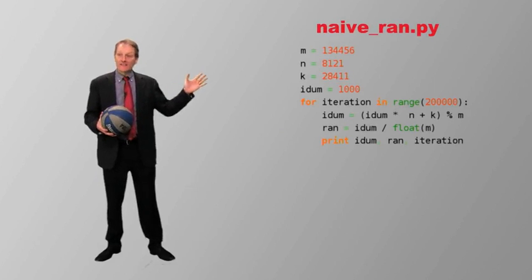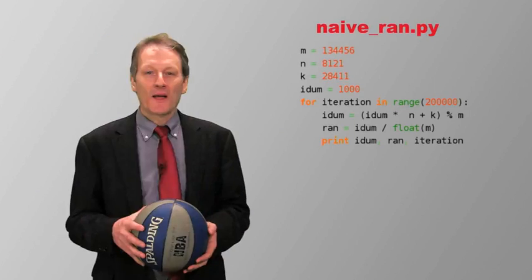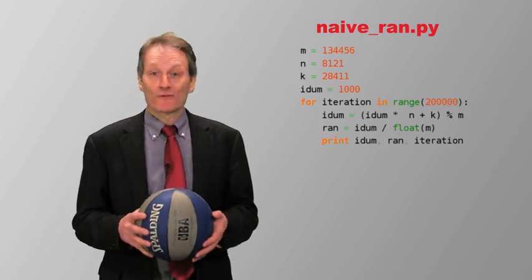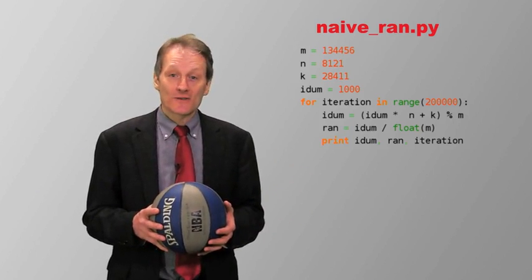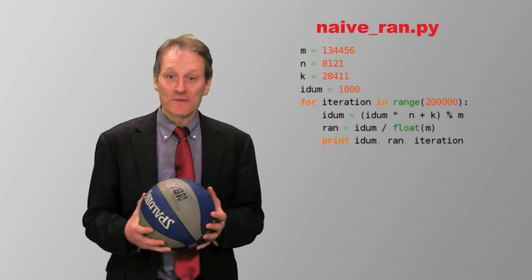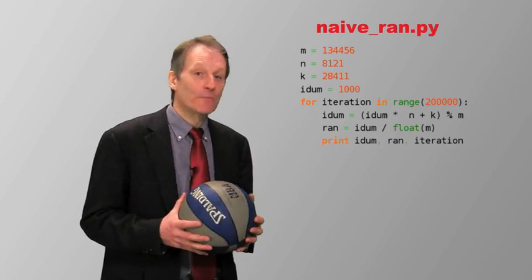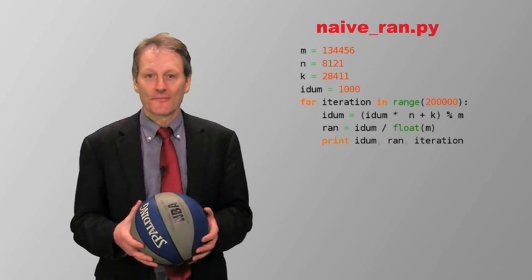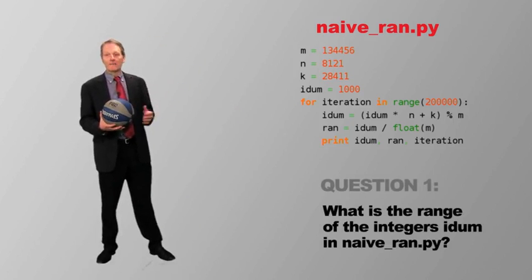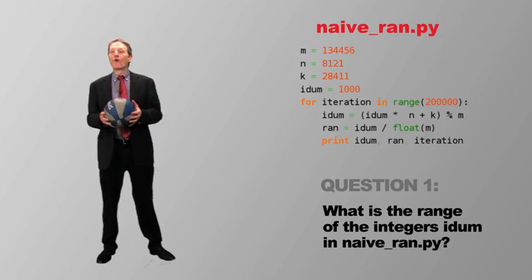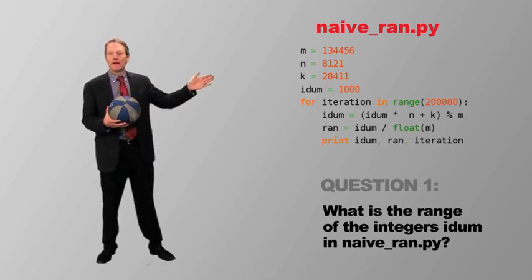Let us briefly discuss the properties of our naive generator, naive_ran.py. But as it is always more fun to find answers by yourself than to have them told to you, I ask you to download the program from the Coursera website and then to answer the questions. You may have to run the program in order to find them. So, question 1. The program naive_ran.py generates a sequence of integers idem and of floats idem divided by float of m.